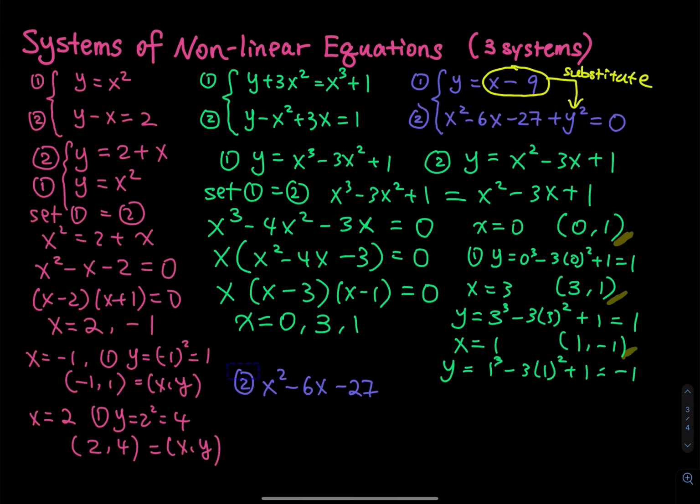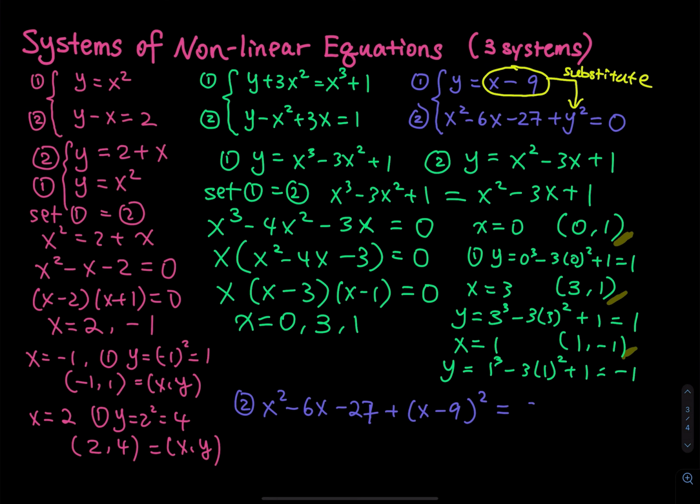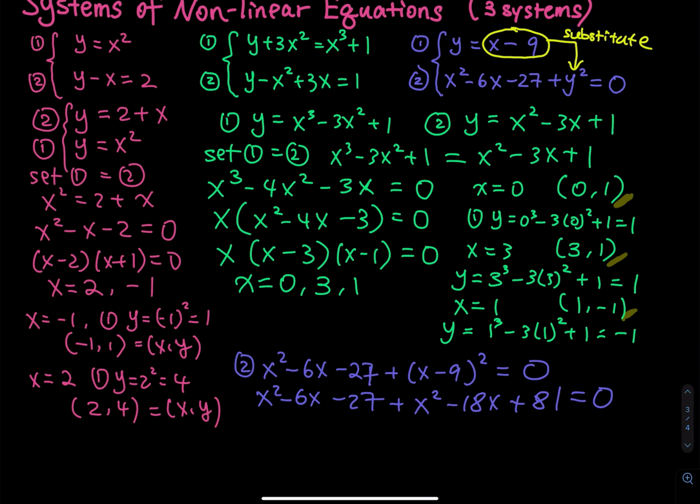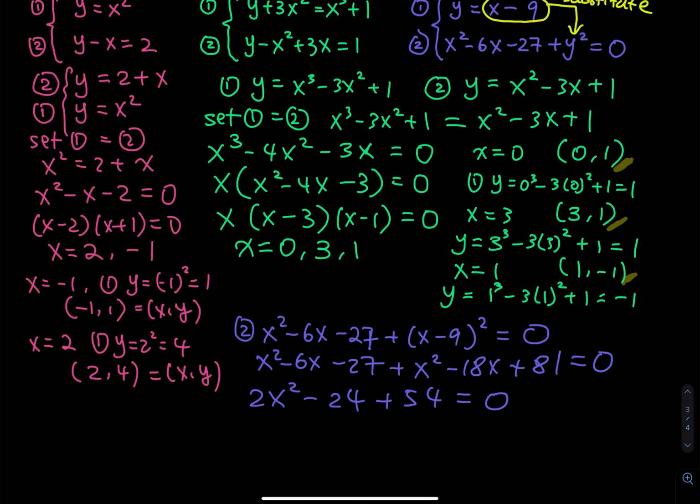I should move this down a little bit so I have enough space. 27, and then plus y squared, which is x minus 9 squared. That is equal to 0. All right, open up the square. Copy this again, 27. And then this is x squared, minus 9 times 2 is minus 18x, 9 times 9 is 81, equals 0. Simplify that. You have x squared plus x squared, negative 6x minus 18x, and then positive 81 minus 27 equals 0.